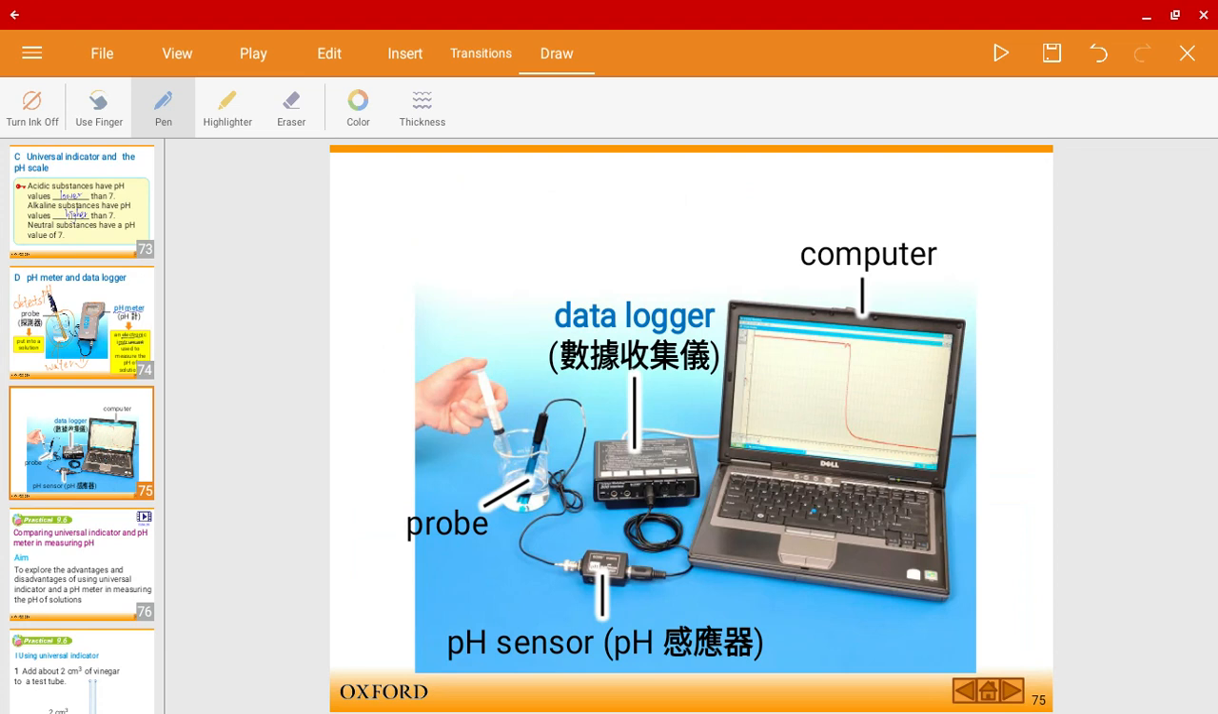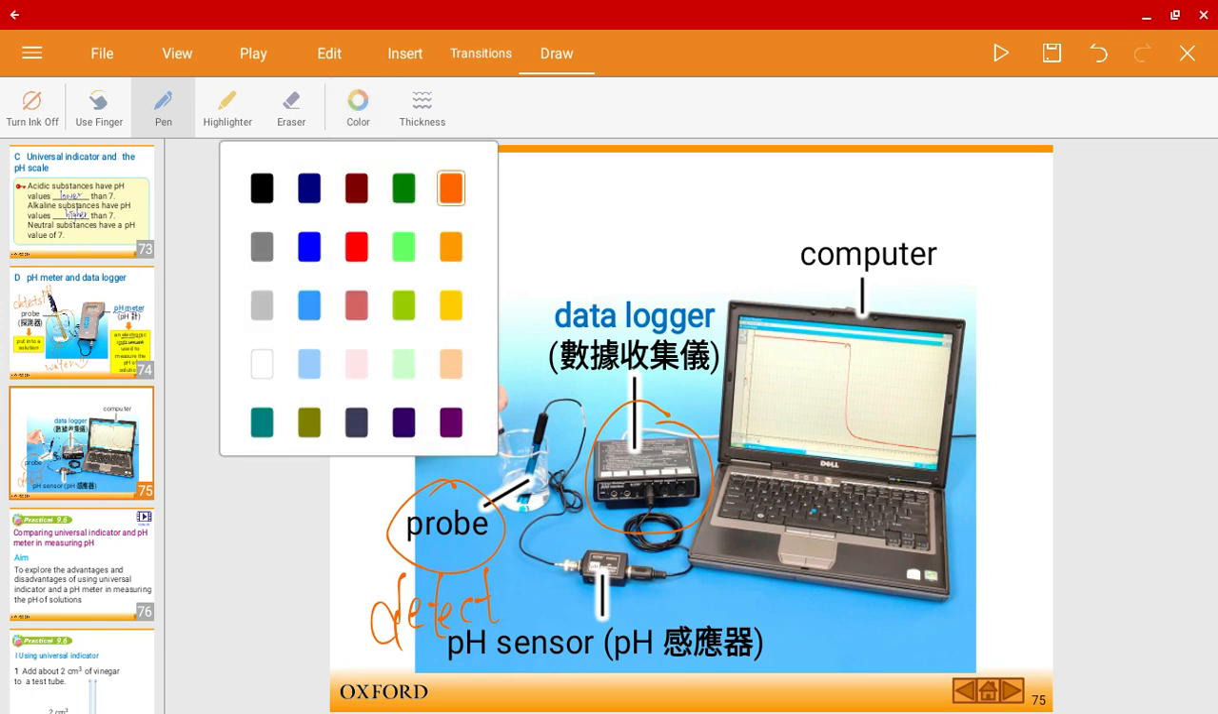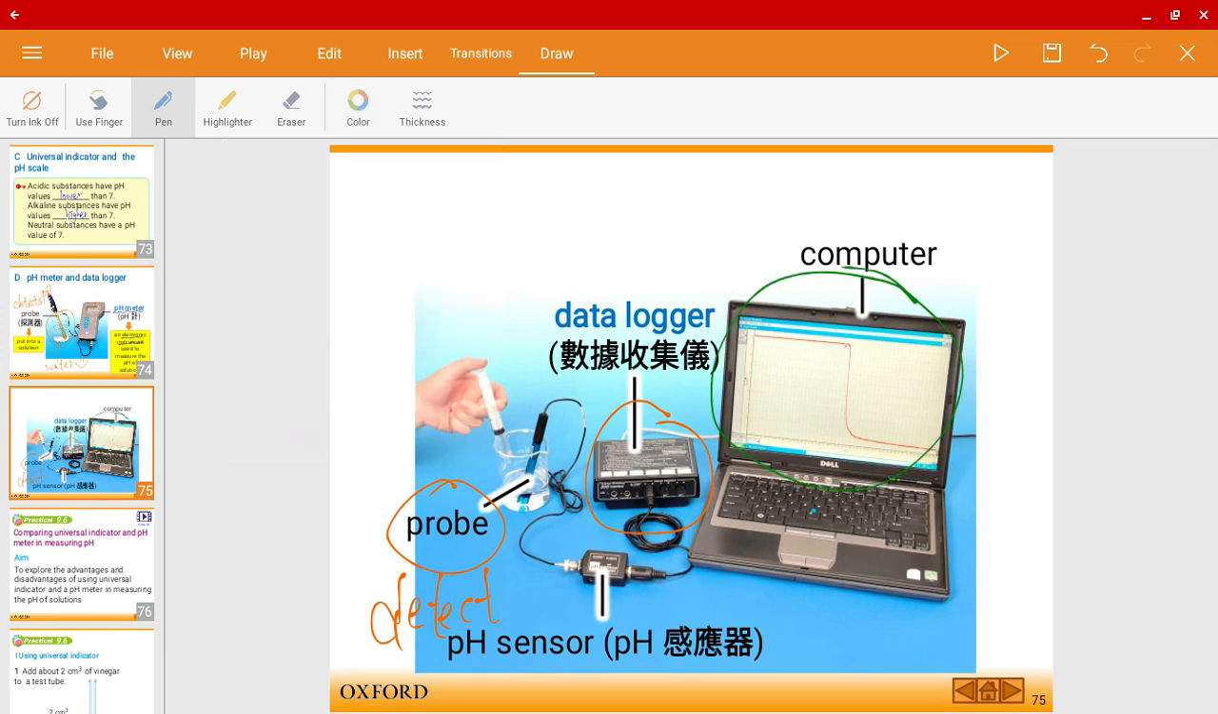Sometimes we can connect the pH meter to a computer. So you could remove the pH meter and instead connect it to a data logger over here. Of course, you need the probe to detect the pH, so it detects the solution as well. And then you can connect it to a computer, and the computer could basically show you what is the pH value. Okay?